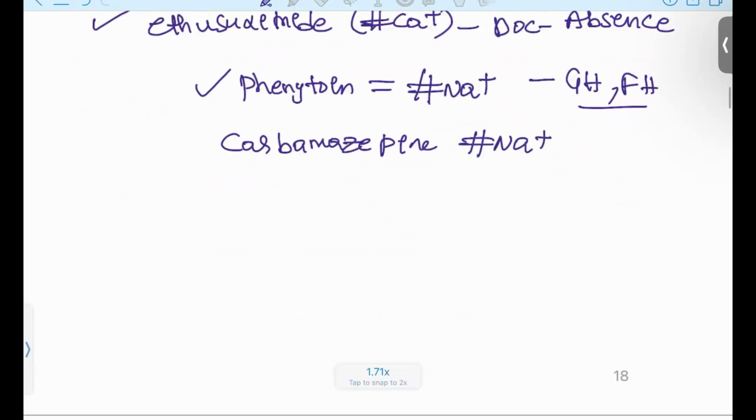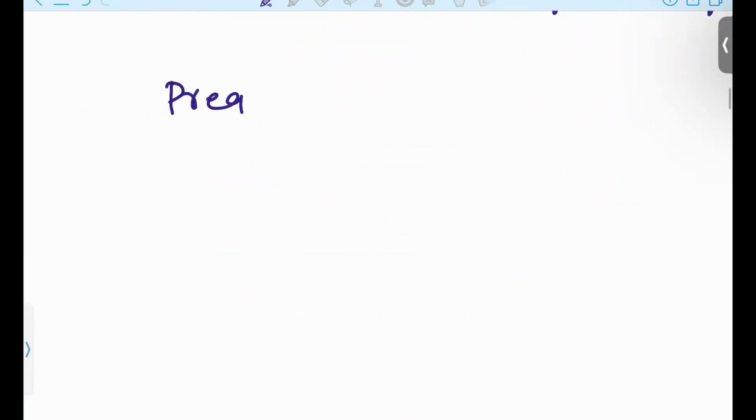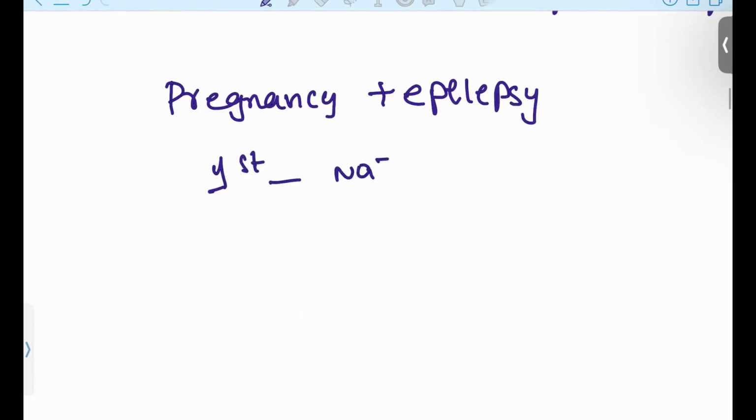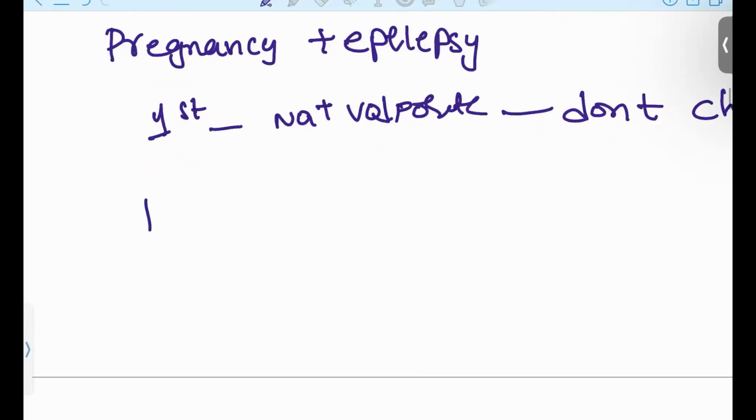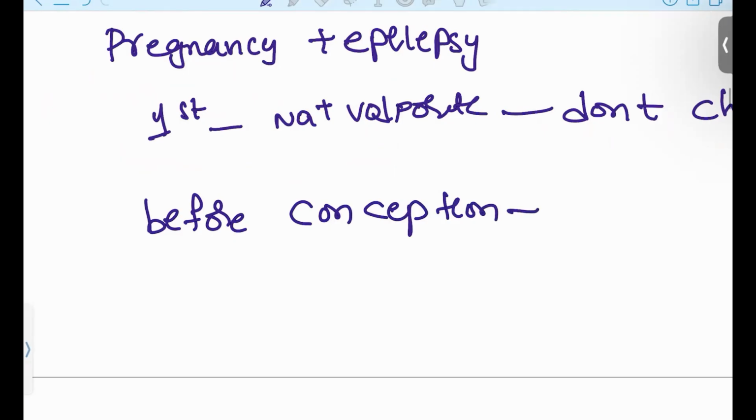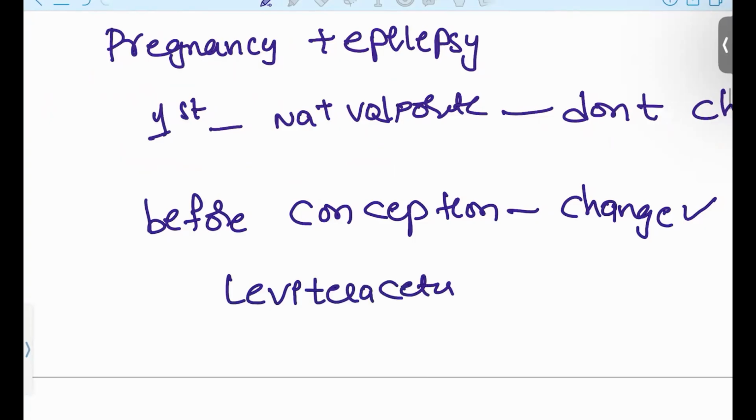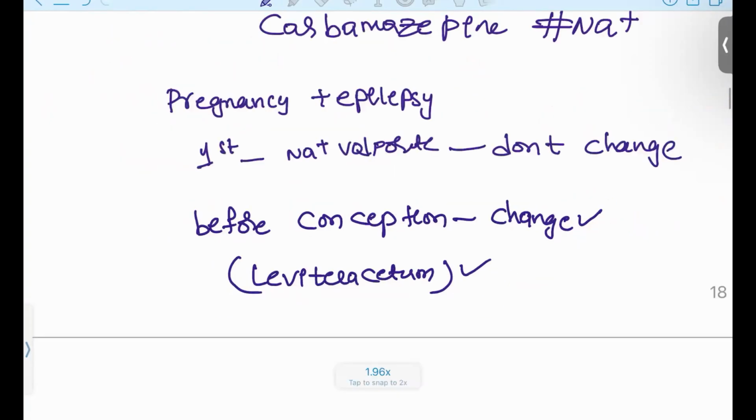Next, coming to pregnant patients with epilepsy. Whenever you see a pregnant patient with epilepsy, if the patient comes to our OPD in the first trimester and she is on sodium valproate, what can we do? Can we change this drug or not? So don't change it in pregnancy. But let's say the patient comes before conception. Okay, before conception. So now change the drug. What is the best drug that we can give this patient? Levetiracetam. Okay, levetiracetam we can give for this patient. This is the drug of choice that is pregnancy safe.